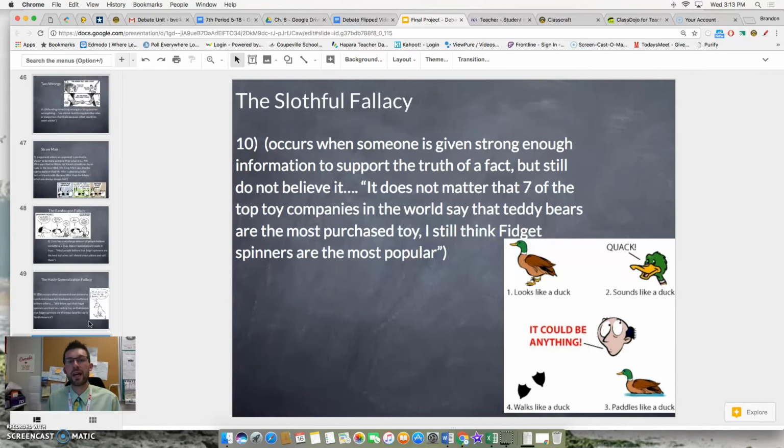They may learn that 7 of the top 10 toy companies in the world have proof that teddy bears are the most purchased toy. And yet, they still think that fidget spinners are the most popular. That's called the slothful fallacy.